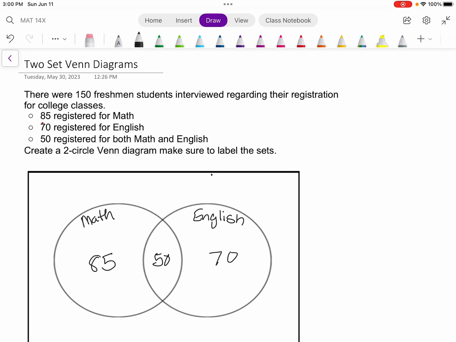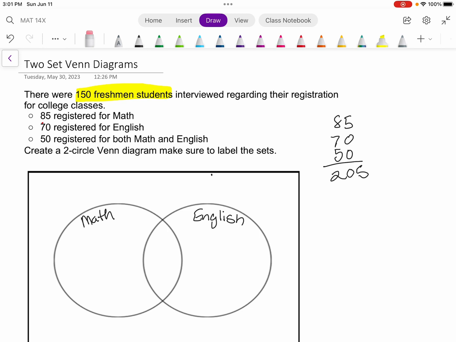Ta-da! I'm done. Except if I went through and added 85 plus 70 plus 50, I would actually get 205 people. And if you notice, the very first line of this problem says 150 freshman students. So this isn't quite as simple as just taking the numbers we're given. We have to do a little bit of reasoning to figure out what the actual values should be.